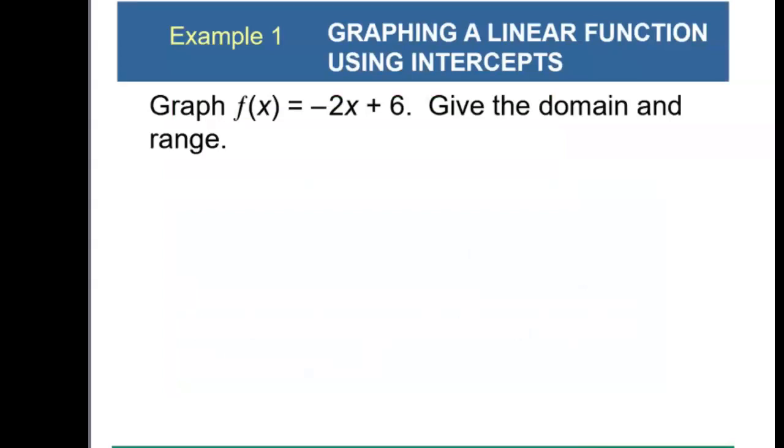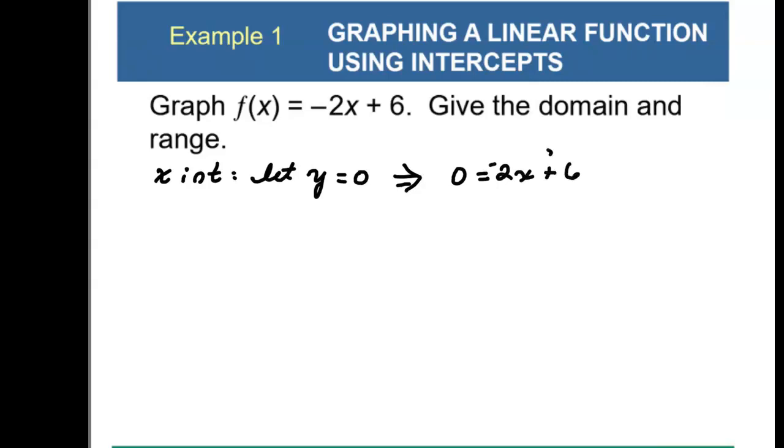Okay, so if we're asked to graph a linear function using intercepts, we simply find the x and y intercepts. So the x-intercept occurs where y is 0, so we just let y be 0. So y is f of x, so we have 0 equals negative 2x plus 6. Solving, we'll have negative 2x is negative 6. That makes x 3. So here I have 3, 0.